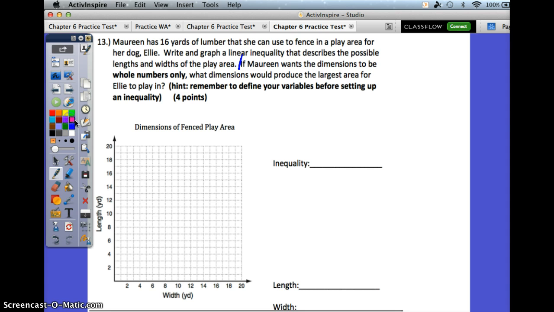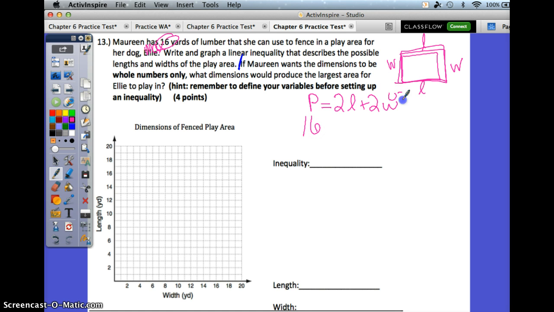If we know that this is her play area, when we are talking about the fencing, we're talking about the perimeter. You must know that perimeter is 2 times the length plus 2 times the width. You have length, length, width, width. So you know that she only has 16 yards. So her maximum perimeter can be 16. That's her maximum. That's all she has.